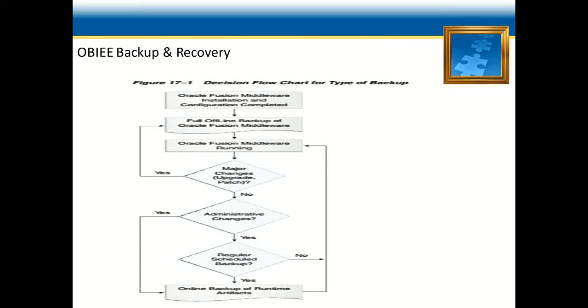If the administrator has changed something in Oracle Fusion Middleware Control, go for the online backup, because you can't shut down the system. Go for the online backup of runtime artifacts, or schedule your backup regularly. Or if you don't want to schedule your backup regularly, it will go to the direct running state and get the online backup of runtime artifacts.